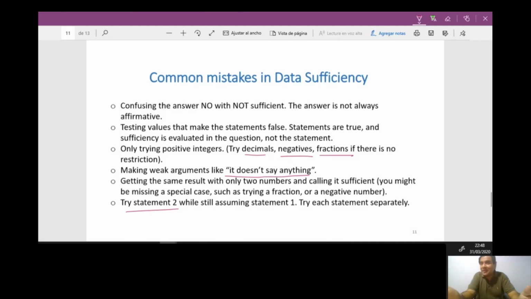Sorry we extended a little bit. This is our first session, but I think it was very important to try to get this straight to you. Data sufficiency is really important for your score chances in the GMAT. So you have to master this question type.